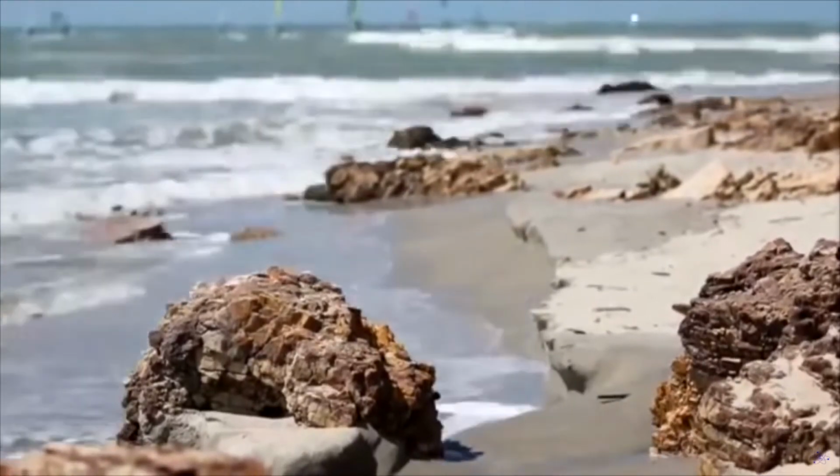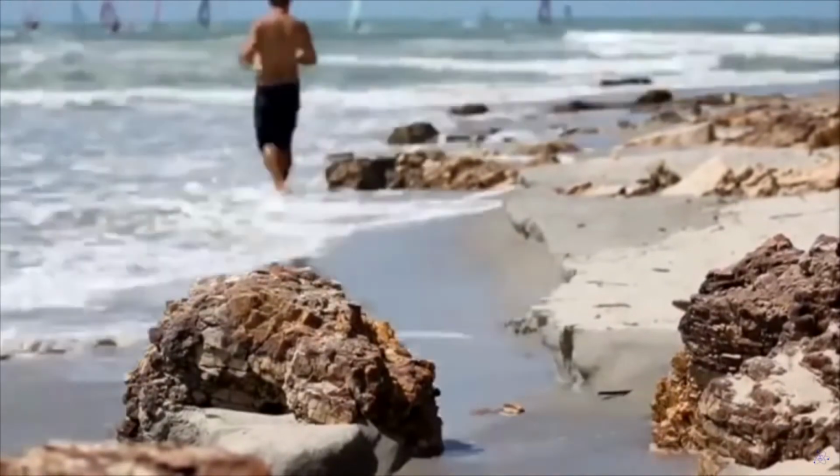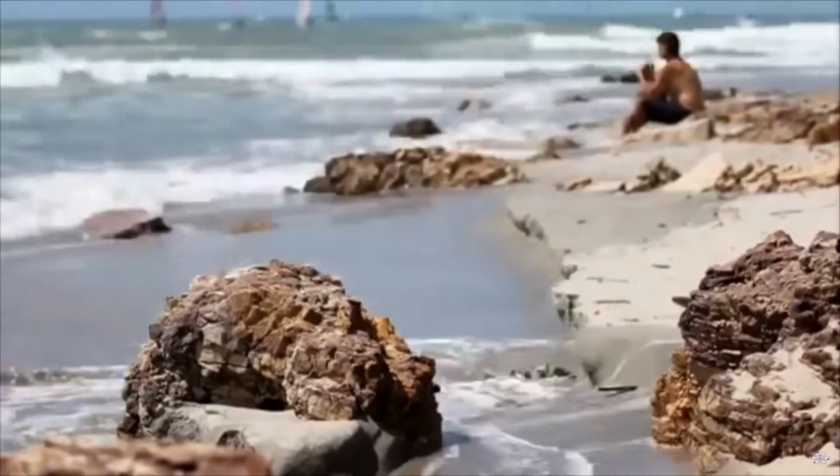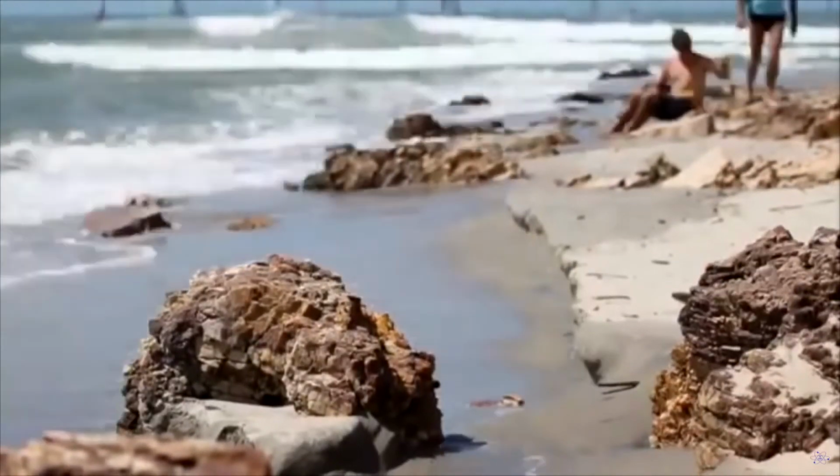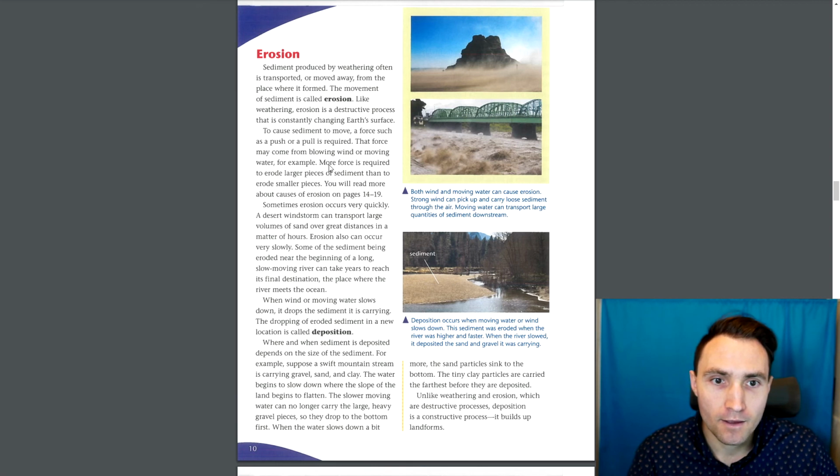To cause sediment to move, a force such as a push or a pull is required. That force may come from blowing wind or moving water, for example. More force is required to erode larger pieces of sediment than to erode smaller pieces. And we'll read more about this in pages 14 and 16. Sometimes erosion occurs very quickly. A desert windstorm can transport large volumes of sand over great distances in matters of hours.